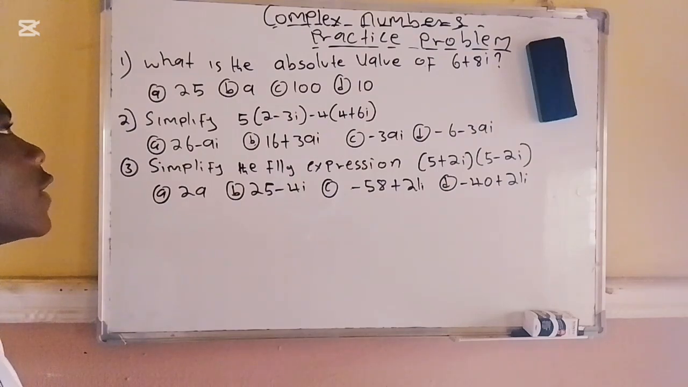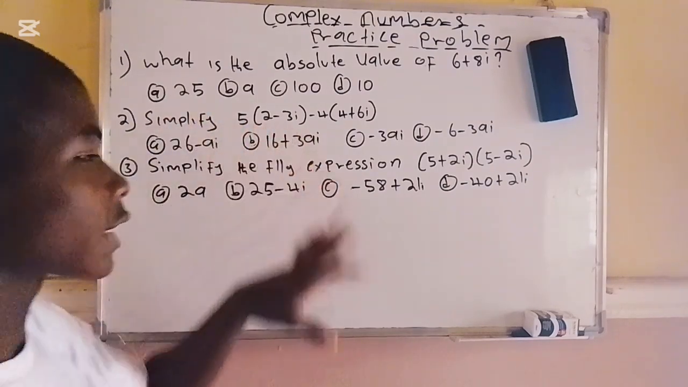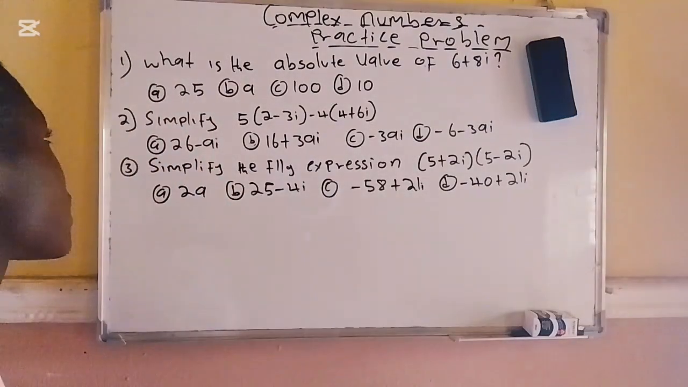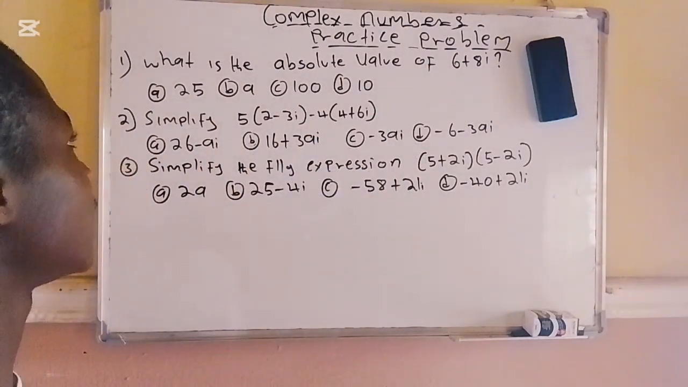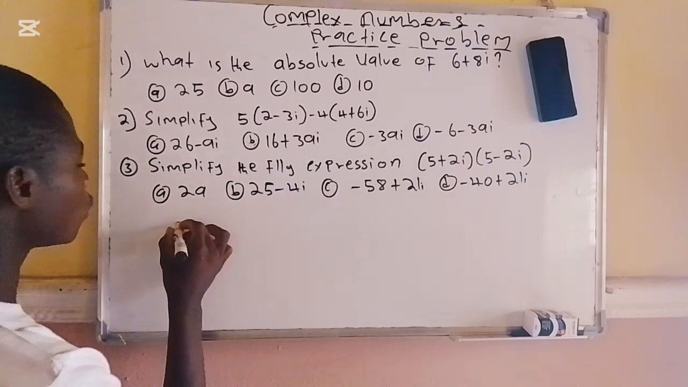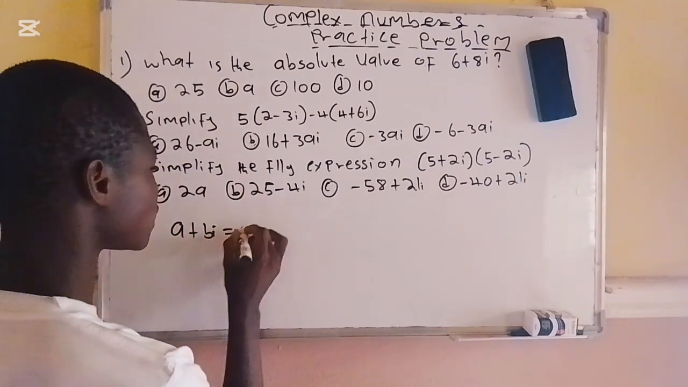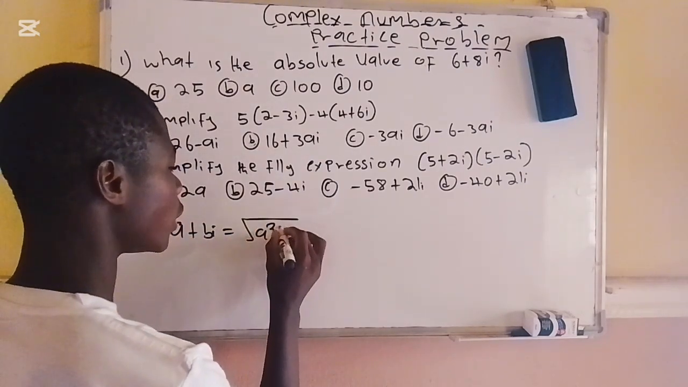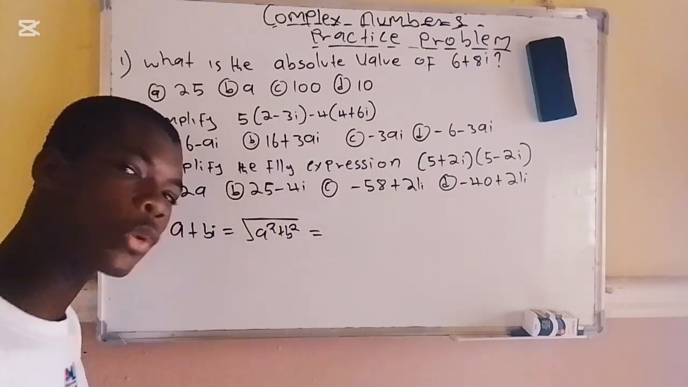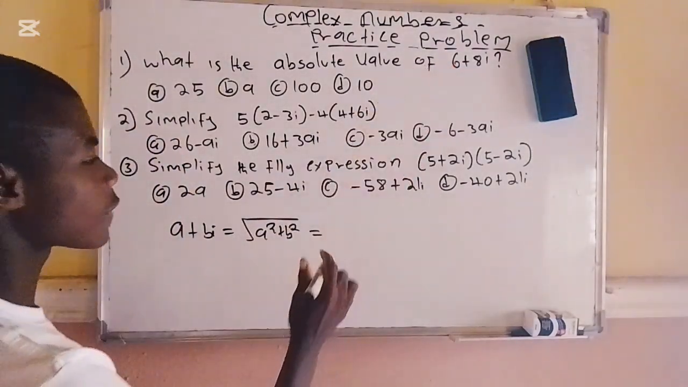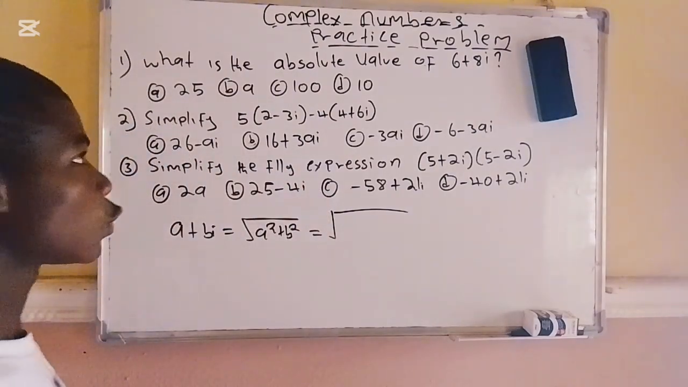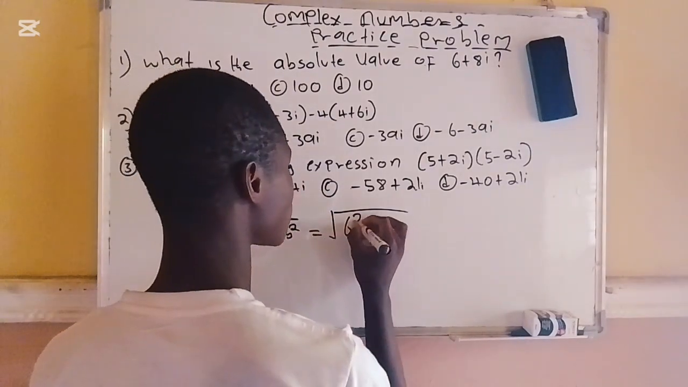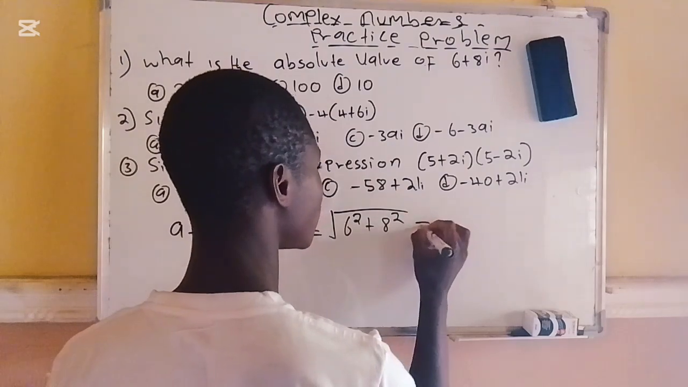Whenever you are going to do a CBT question under the topic complex numbers, you might see different kinds of questions like this. The question says, what is the absolute value of 6 plus 8i? We all know that the absolute value of a plus bi is the same thing as the square root of a squared plus b squared. So therefore, the absolute value of 6 plus 8i will be equal to the square root of 6 squared plus 8 squared.